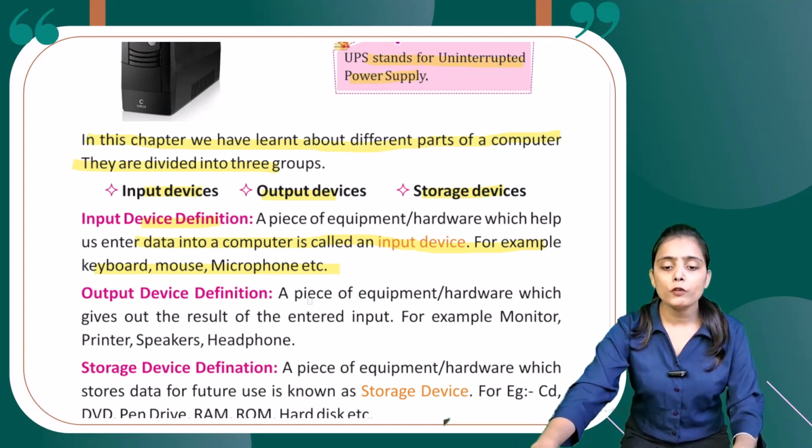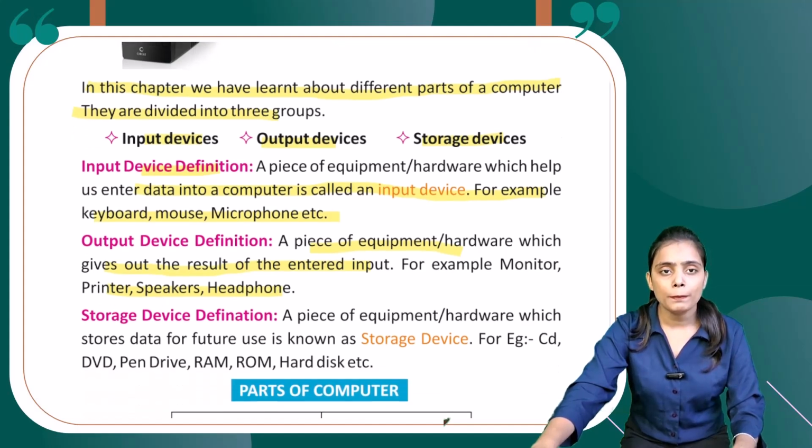Output devices, a piece of equipment or hardware which gives out the result of the entered input. For example, monitor, printer, speakers and headphone. So these are examples of output devices.